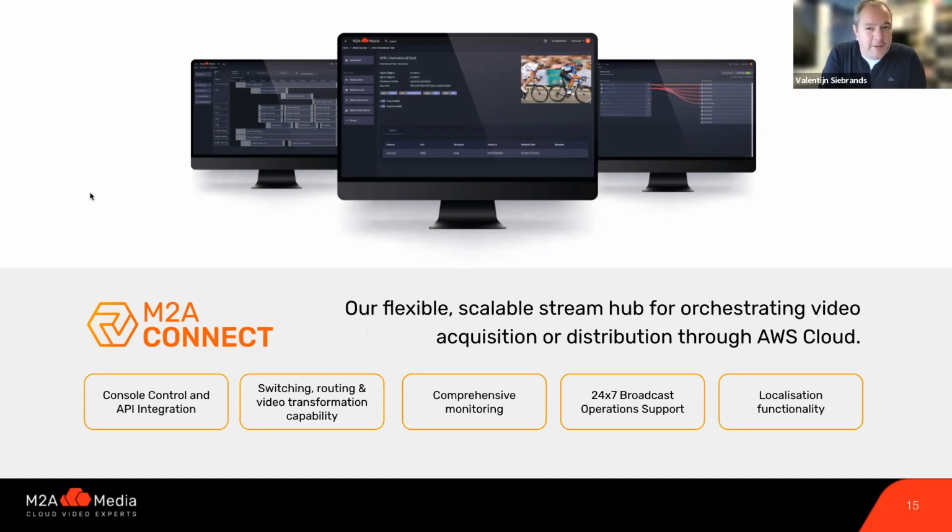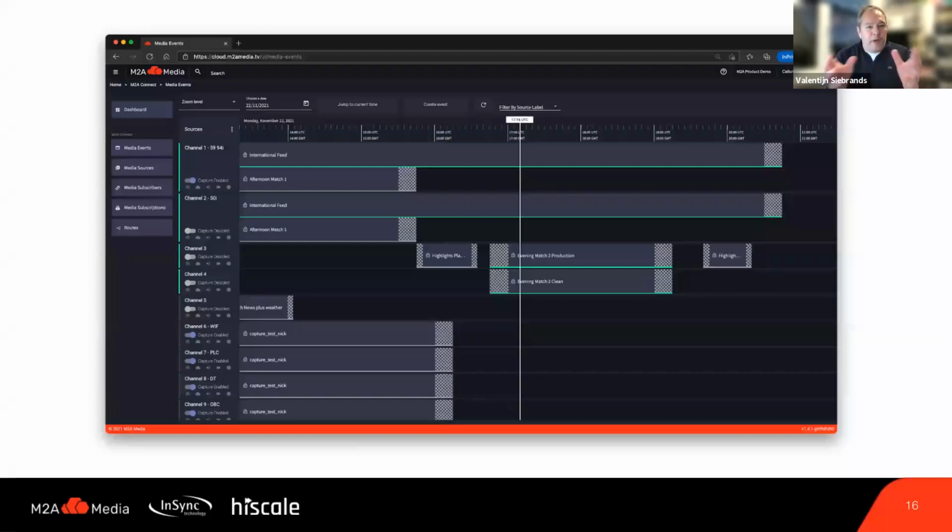Callum, can you go to the next slide? So you can plan when do you want to do what in terms of channel and contribution and flow. And M2A will handle all the orchestration and global availability of your in and outputs, and of course, the additional services like frame rate conversion.